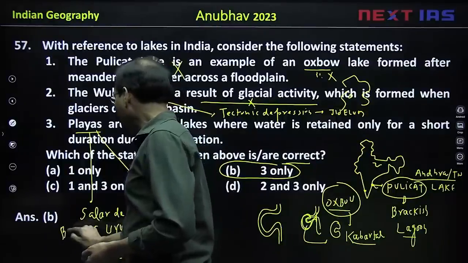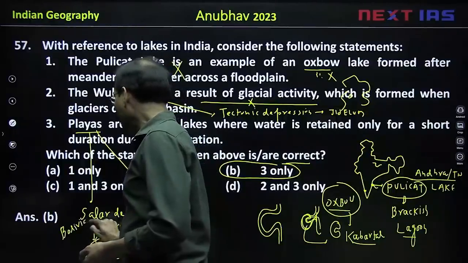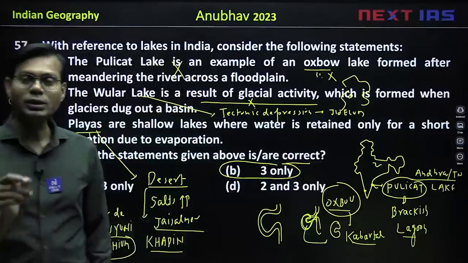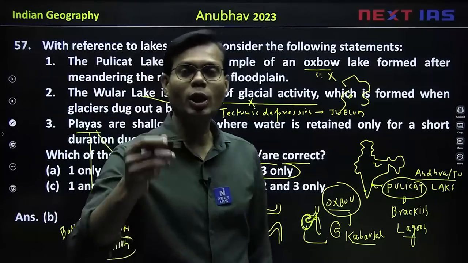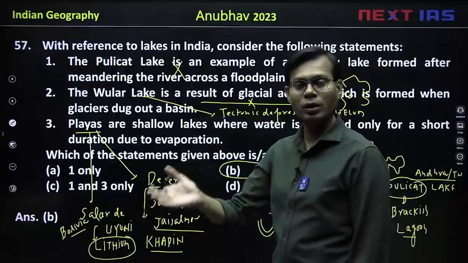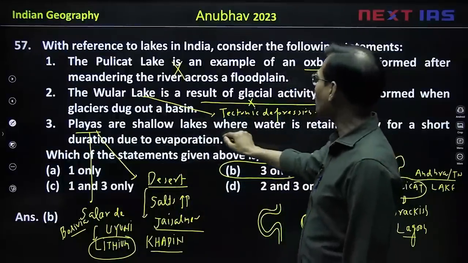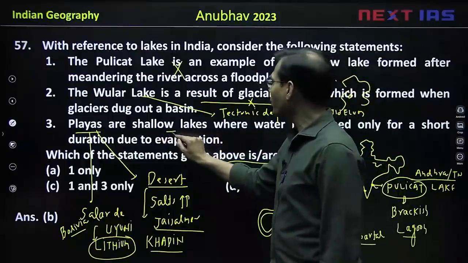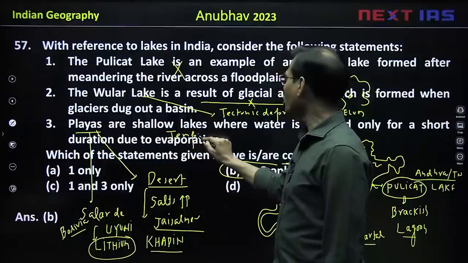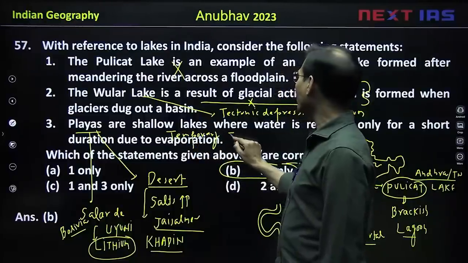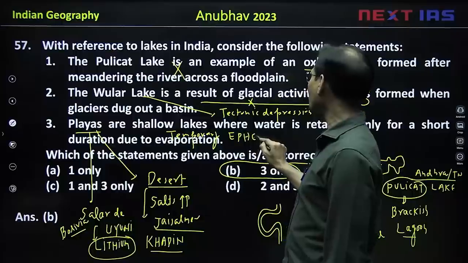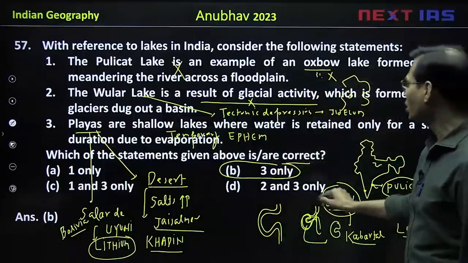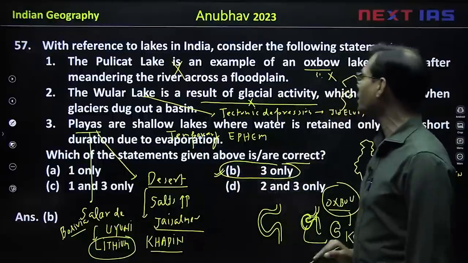Lithium in Bolivia, in the lithium triangle, in the Andes mountain chain, where dryness is there. Playa lakes are shallow water, so shallow that the water can evaporate. If a little rain occurs, then some water will come again. So these are temporary water, Playa lakes. Temporary water, short duration water, or even we call ephemeral. This statement is correct. Playa are shallow lakes where water is retained only for a short duration. So option B is correct, only three.